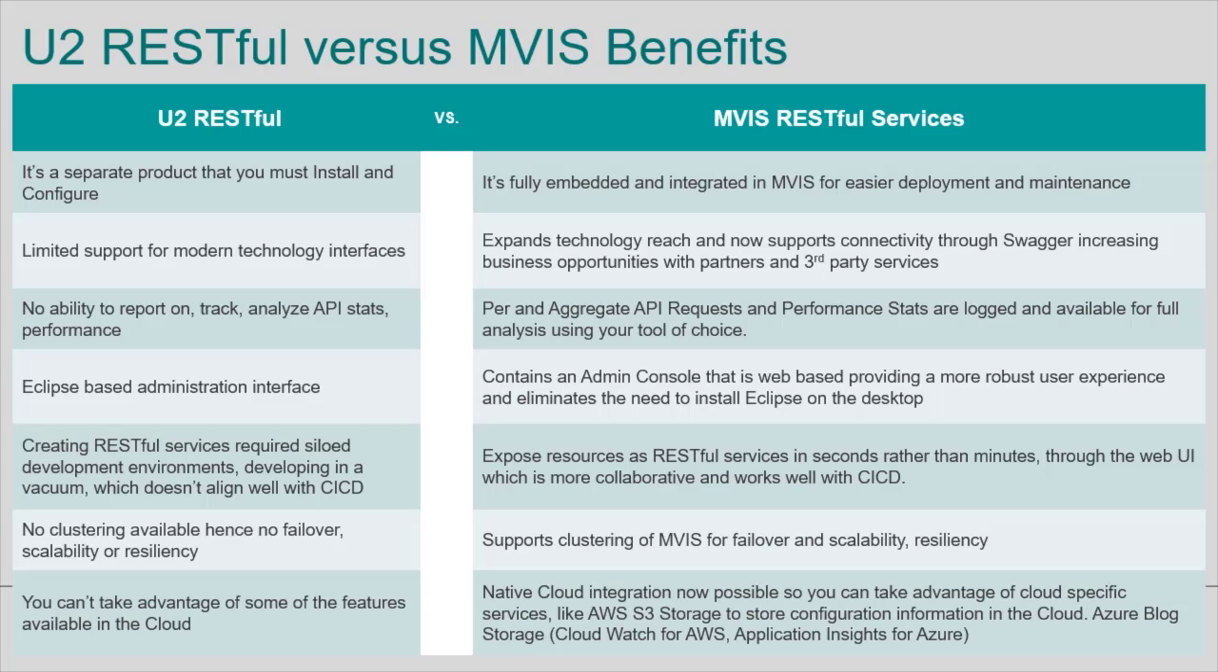While U2 REST is a product you have to install and configure on the server, MVIS is a fully integrated offering that's much more modern as it's browser-based, flexible in terms of its deployment, making it easy to interface with. U2 REST offers limited support for modern interfaces, while MVIS works with Swagger, FluentD, and many other third-party services for modern application development, even in the cloud.